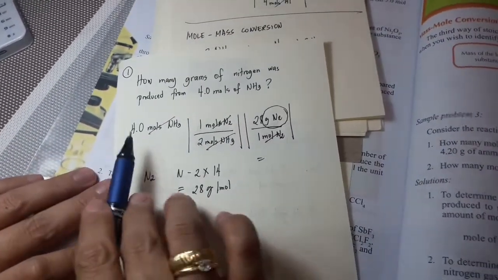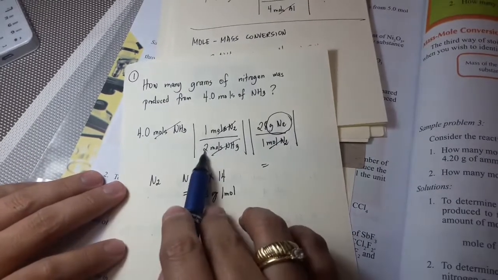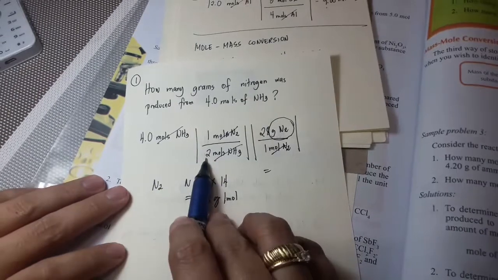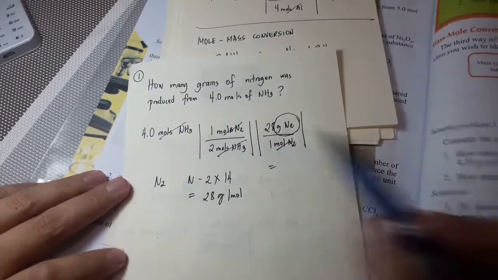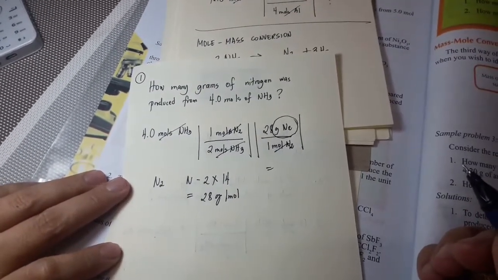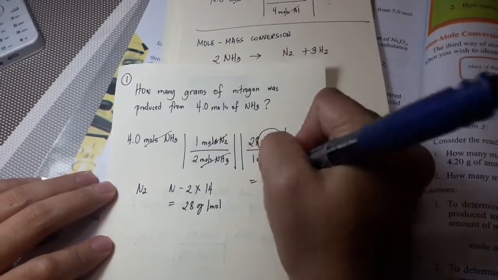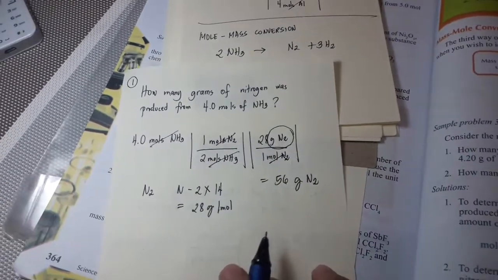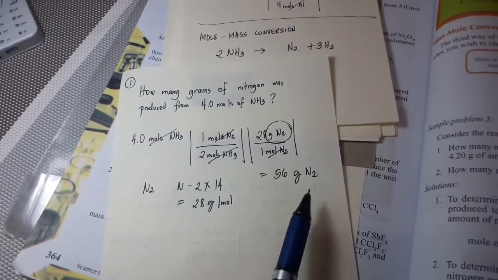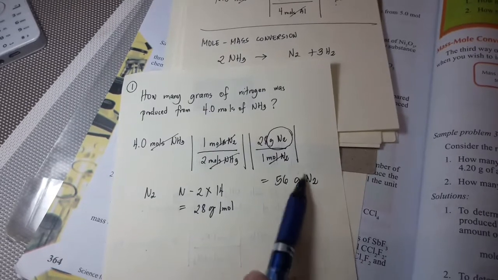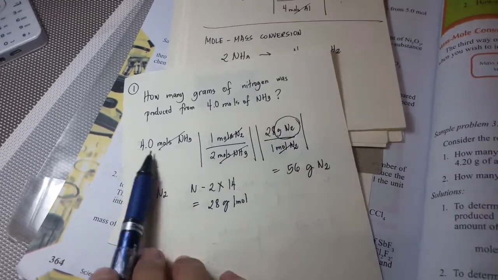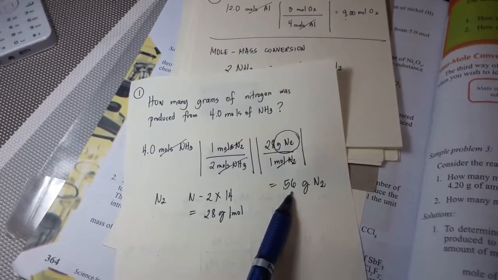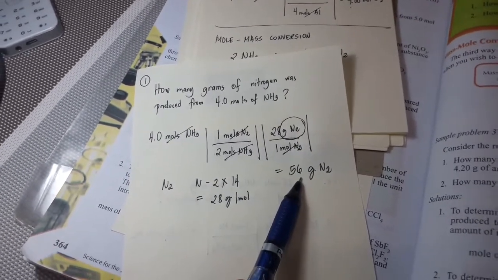So that would be 4 divided by 2 times 28, or 4 times 28 divided by 2. So what is the answer? That's correct. 56 grams of nitrogen. Now check, do we have the correct number of significant figures? Yes, this is already the final answer. We have 2 significant figures here, therefore, we also have 2 significant figures in the final answer.